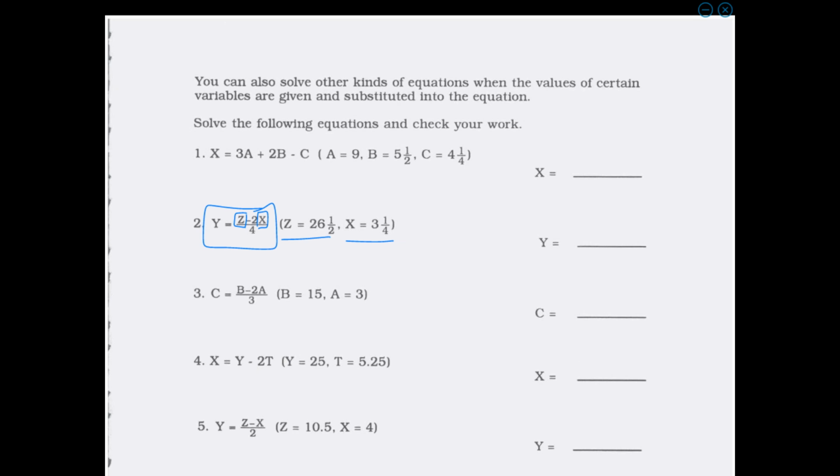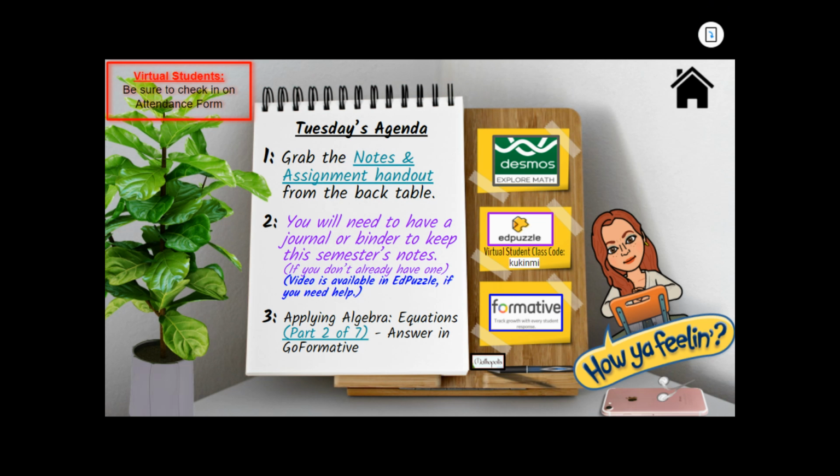And then it is on Go Formative when you get it done.